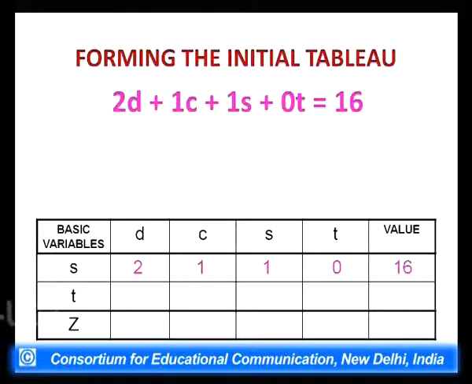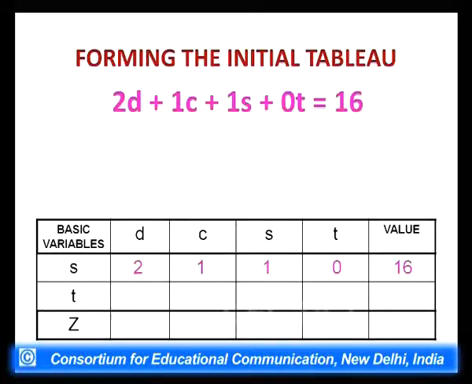D has a coefficient of 2, so 2 has been written in the first cell under D, and similarly C has a coefficient of 1 and 1 is written under C. Again S has a coefficient of 1, and 1 is written under S, and T has a coefficient 0, so 0 has been written, and the last value is 16, which has been written in the value column. So understand how the coefficients are written.